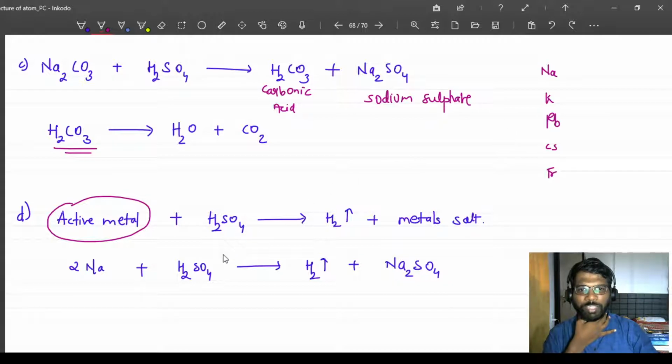If it is reacted with H2SO4, what we get is H2 gas and a metal salt. So that is what we are getting. This is a metal salt.